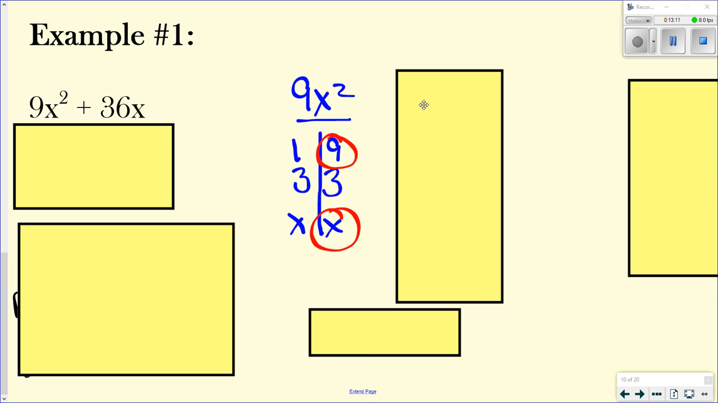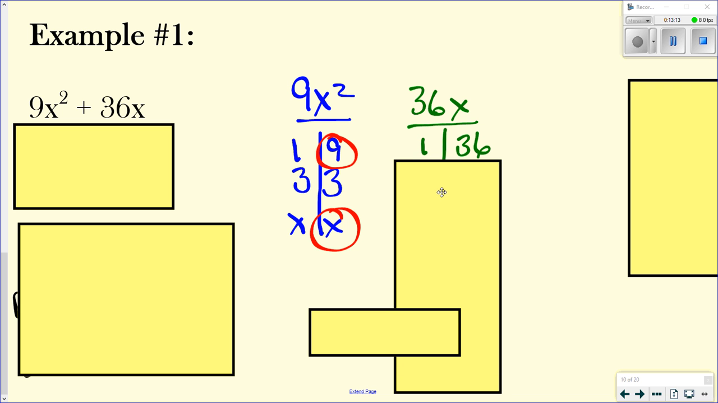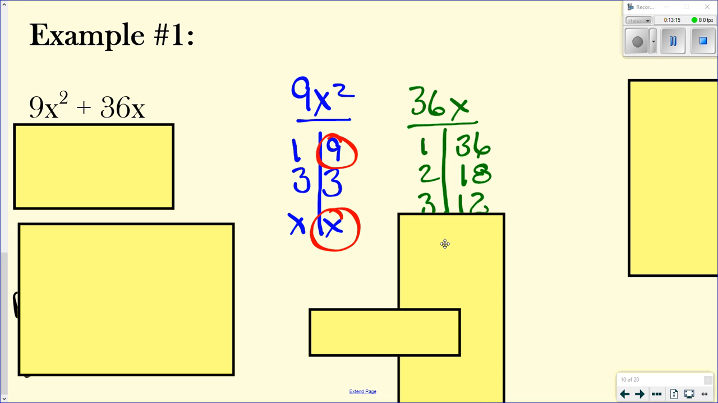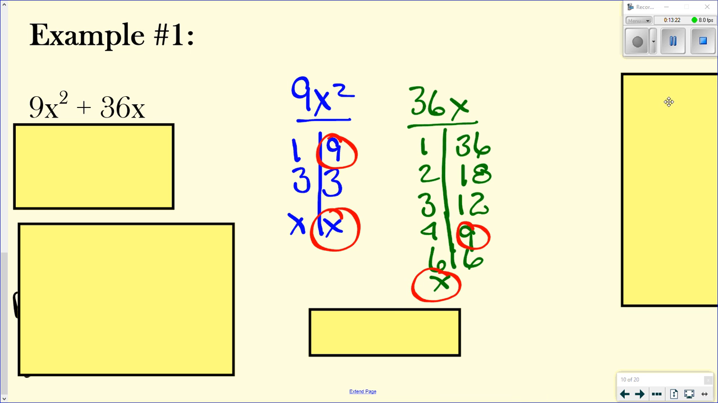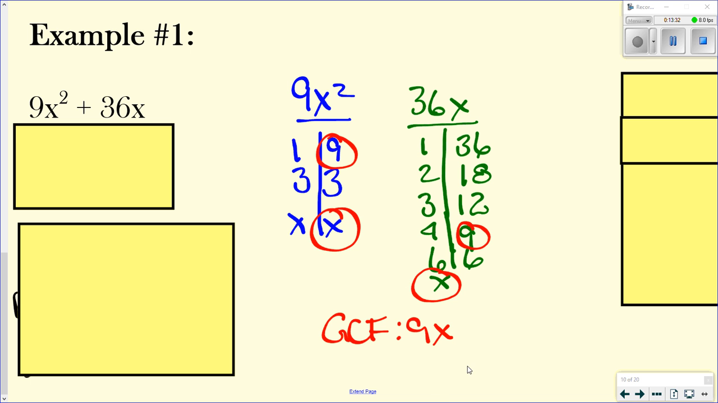Now I do 36x. So 1, 36, 2, 18, 3 times 12 will give me 36, 4, 9, and 6 and 6, and then for 36x there's 1 x. All right, what's the greatest common factor between those two? 9 is the highest common factor, and then they share at least 1 x. So the GCF for both of them is 9x.